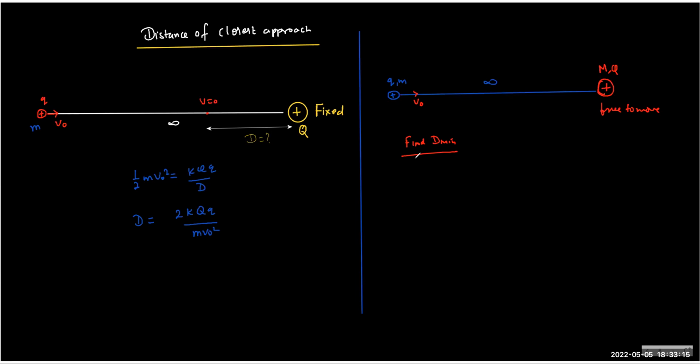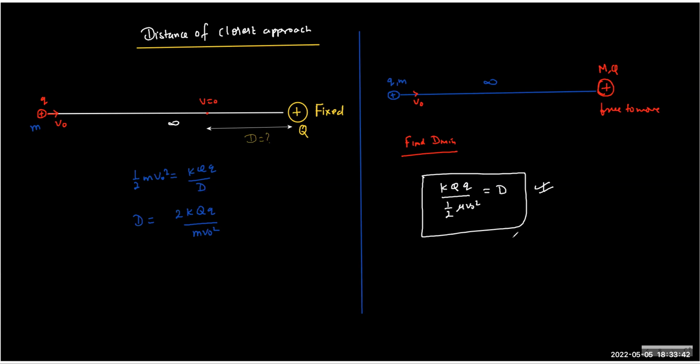So m m by m plus m is the reduced mass, right? Yeah, exactly. So then I'm getting k q q by half mu v naught square. So k q q by half mu v naught square is the right answer. So in fact, you should have written the same thing.